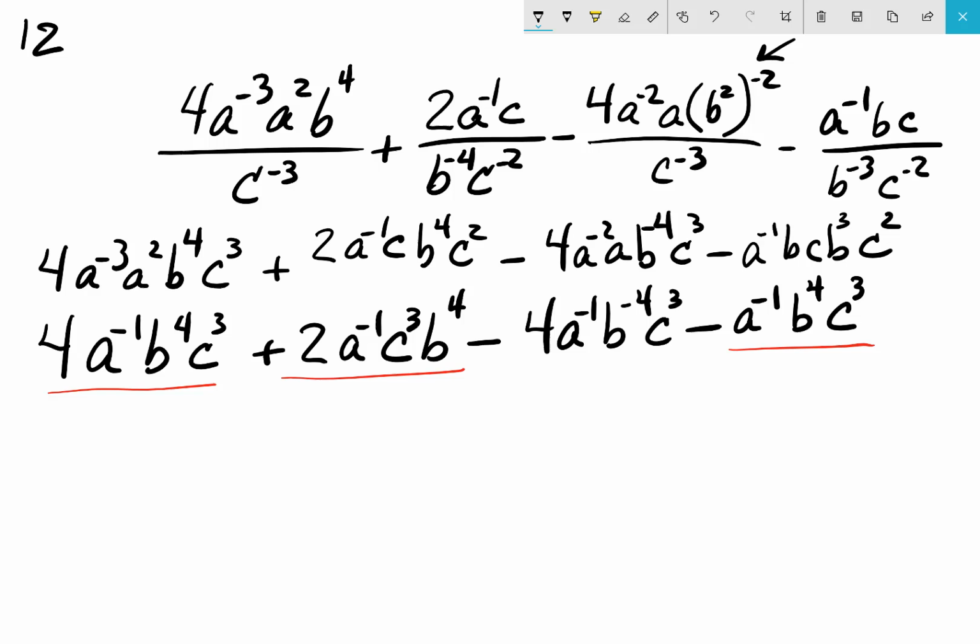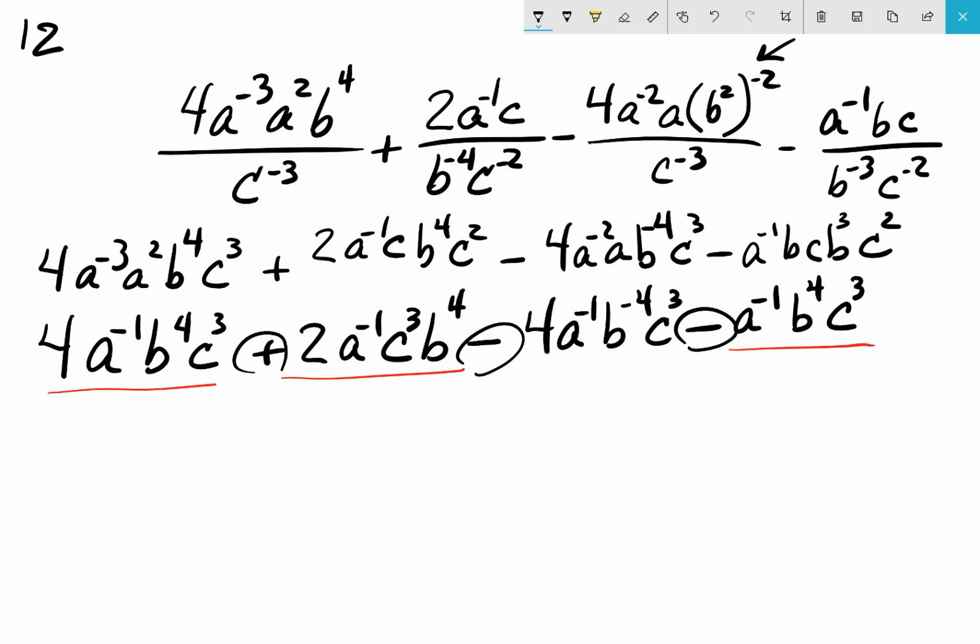The only time exponents are affected is when you're dealing with multiplication and division, because that's what exponents are about. They're about multiplication. You're multiplying something by itself over and over. So when you're adding and subtracting, like here and here and here, you cannot do anything to the exponents. All you can do is add like terms.